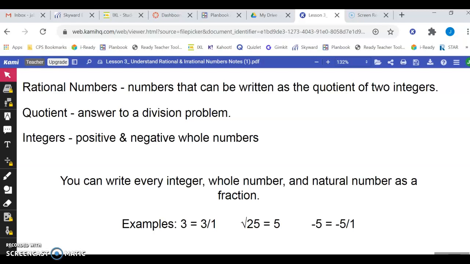Integers are positive and negative whole numbers. You can write every integer, whole number, and natural number as a fraction. For example, 3 is really 3/1. So any whole number, put a 1 under it, and you have a fraction. The square root of 25 can simplify down to 5. 5 can be written as a fraction, 5/1, so that would qualify under the rational number category. And then -5 would be the same thing. You just put a 1 underneath it, and it's now a fraction. So it is a rational number.